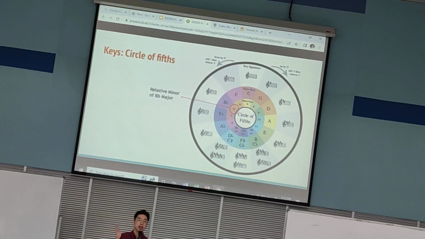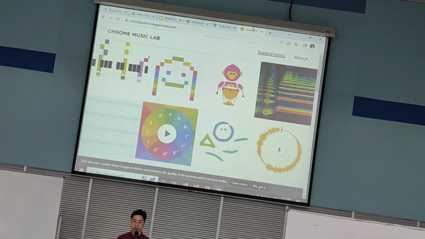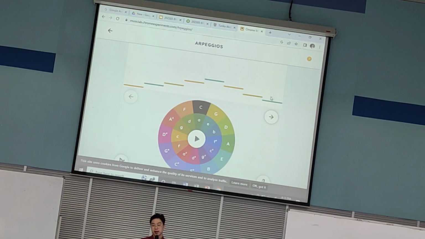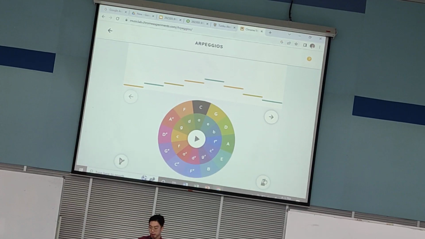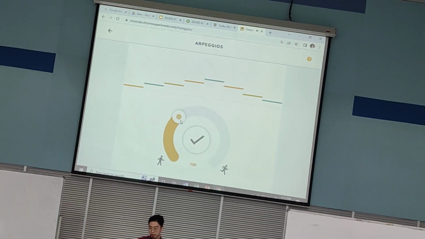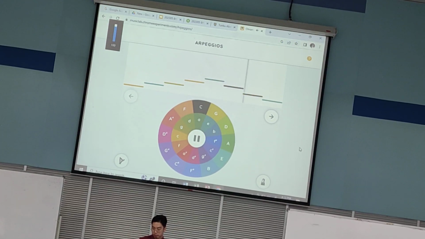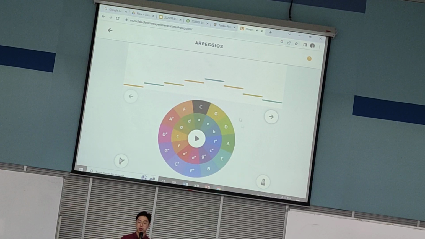Okay. Now, the good thing is you don't have to memorize this, but let me just explain a little bit what it is and how it works. So here I have a similar circle of fifths in Chrome Music Lab, and I'm going to play this a little bit slower. Okay, now, there are two colorful circles here in the circle of fifths.